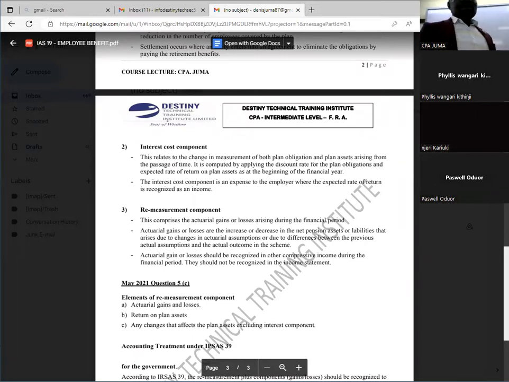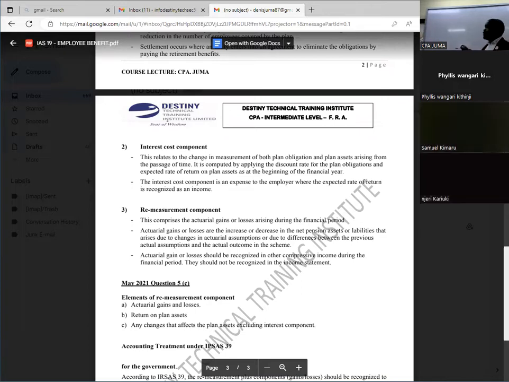Then we have the remeasurement component. This comprises the actuarial gains or actuarial losses arising during the financial period. So the actuary normally does projections in advance. They project that in the scheme, you will be able to have maybe 1 million at the end of year 2022. Then the actual outcome differs. Maybe in the scheme, you find that you have 1.1. So that one, we call it actuarial gain.